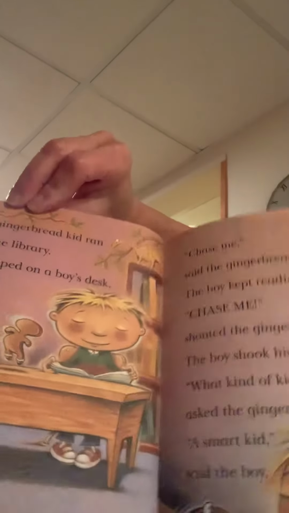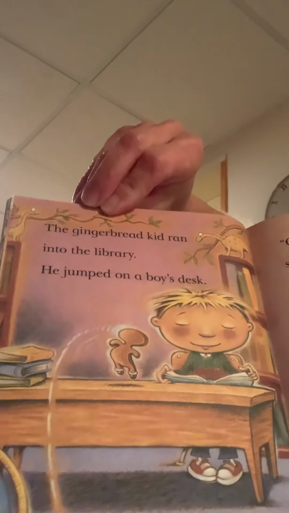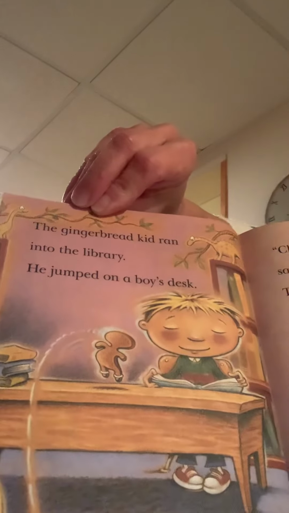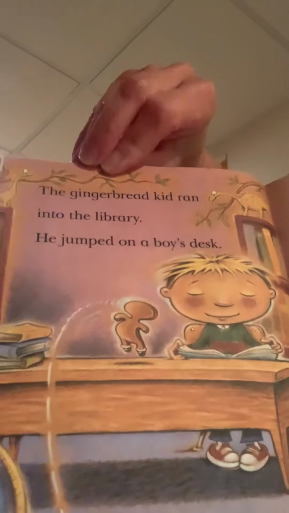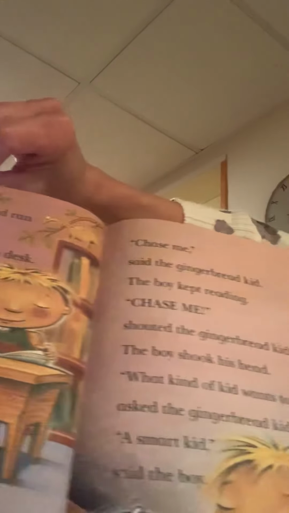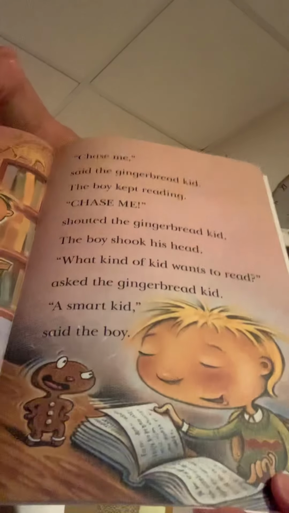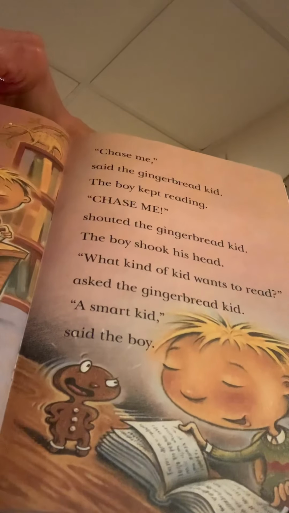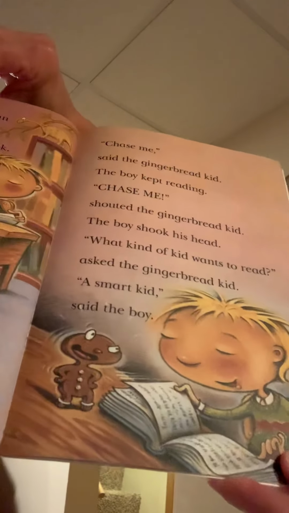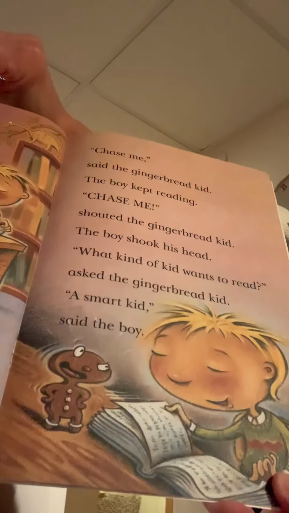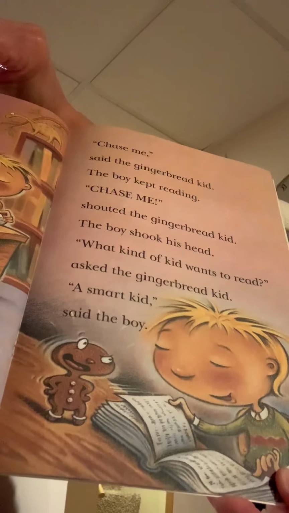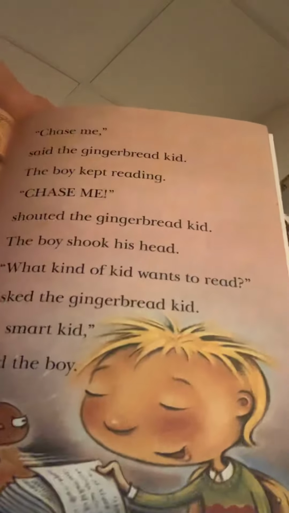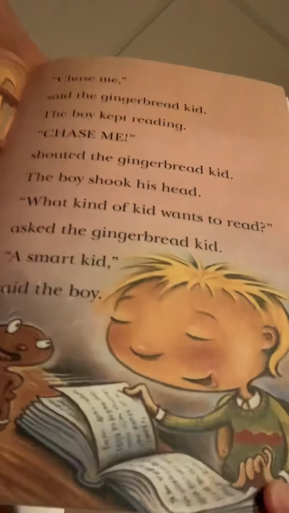The gingerbread kid ran into the library. He jumped on a boy's desk. See him jump on? There he is. "Chase me," said the gingerbread kid. But the boy just kept reading. "Chase me," shouted the gingerbread kid. But the boy shook his head. "What kind of kid wants to read?" asked the gingerbread kid. "A smart kid," said the boy.